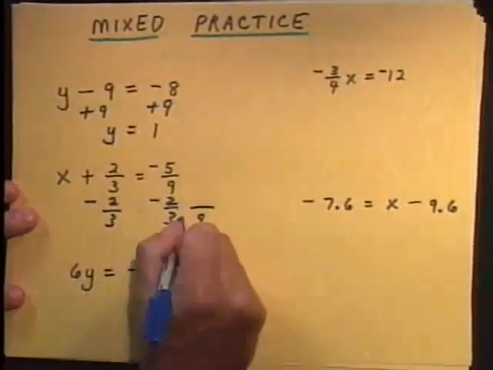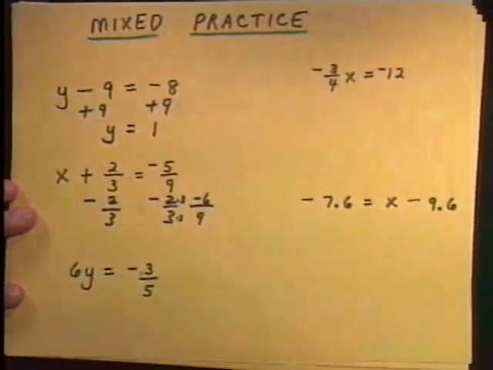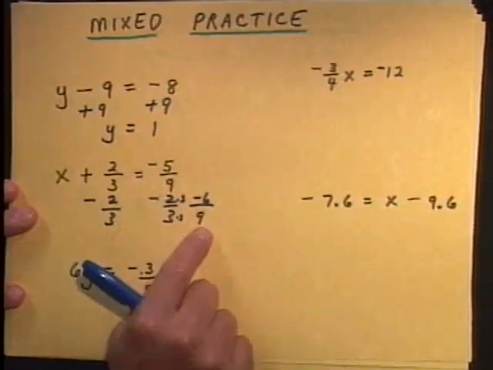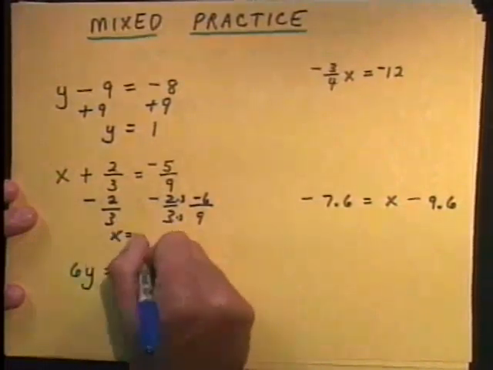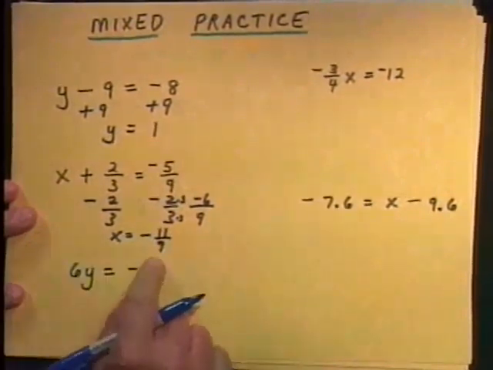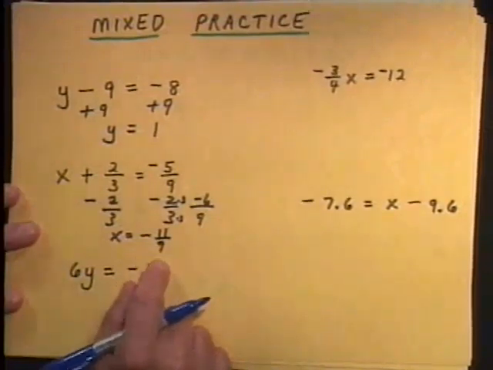Negative 2/3, multiplying top and bottom by 3, becomes a negative 6/9. So what I have is a negative 5/9 plus a negative 6/9 gives me what? X equals negative 11/9. And now where do we want to put that negative? At this point, I don't care. Out front, top, bottom, you name it, it's going to be the same.